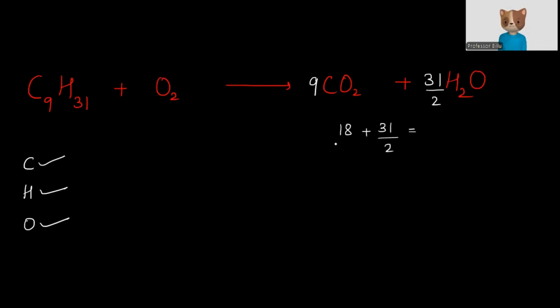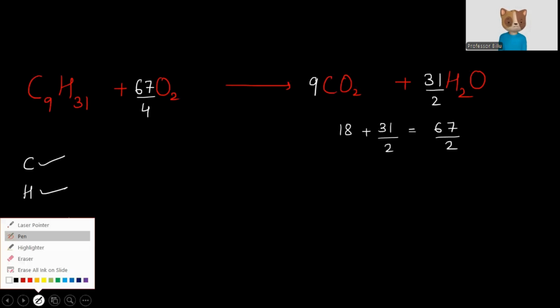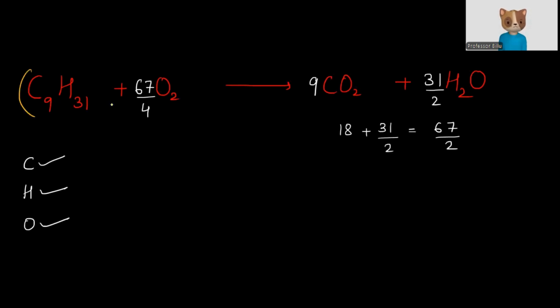18 into 2, which is 36. 36 plus 31, which is 67 by 2. So on the right side, we have 67 by 2 oxygen, and on the left side, we have 2 oxygen. How to make this 67 by 2? If you multiply this by 67 by 4. Now, what we have to multiply to make the denominator as 1? We should multiply the whole equation by 4.